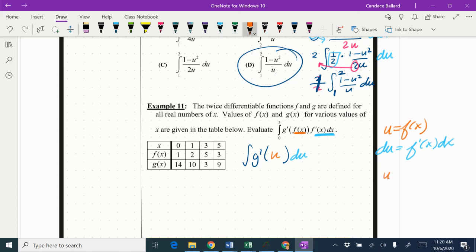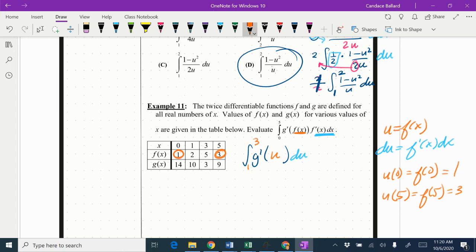So I'm going to plug those into my u over here. I'm going to find u of 0, which is going to be f of 0. That's why they gave us this table. f of 0 is 1. Now I'm going to find u of 5, because that's my upper limit of integration. So I'm going to look for f of 5. What do you know? It's 3. So my upper limit is 3.